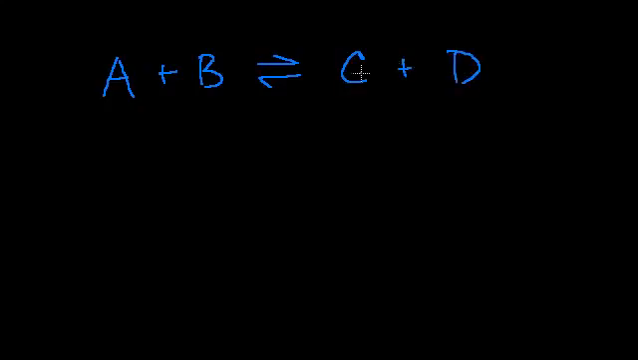Let's say we had the reaction molecule A plus molecule B is in dynamic equilibrium with molecule C plus D, which just means that the rate of the forward reaction is going at the same rate as the backward or reverse reaction. There'll be some equilibrium concentrations of A, B, C, and D, and we can figure out what the equilibrium constant is if we want.